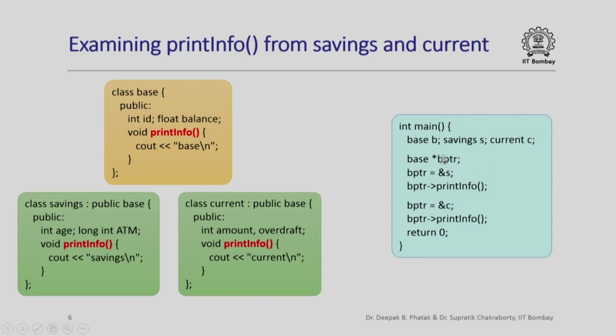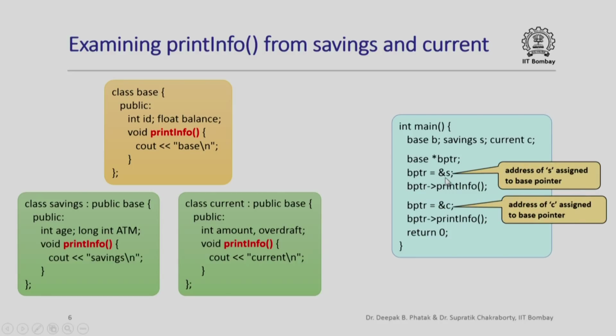I also have a pointer to the base class, and in this assignment statement I am taking the address of S, which is an object of the savings class, and assigning it to BPTR, which is a pointer to the base class. Then I am invoking the method printinfo with respect to BPTR, so BPTR arrow printinfo. Here I am doing the same thing again, but starting from the address of C, which is an object of the current class.